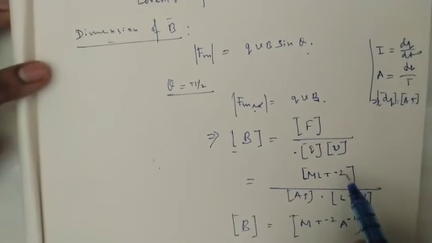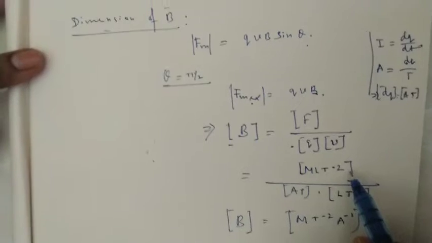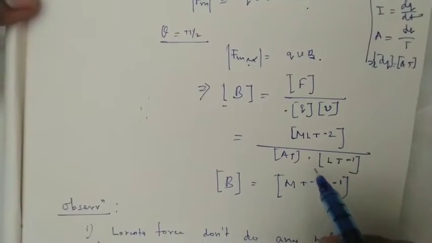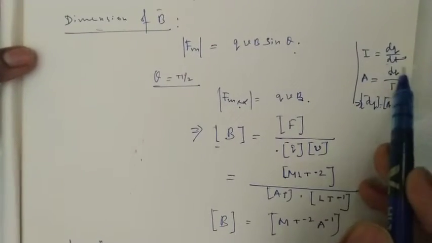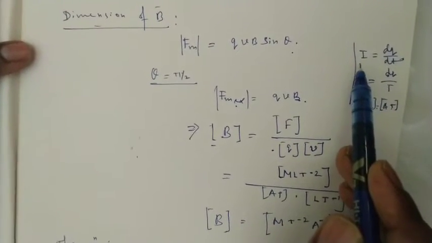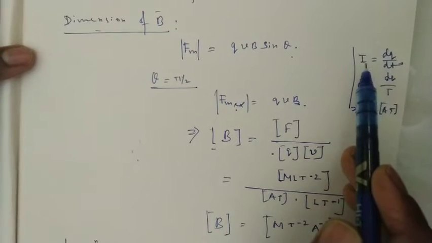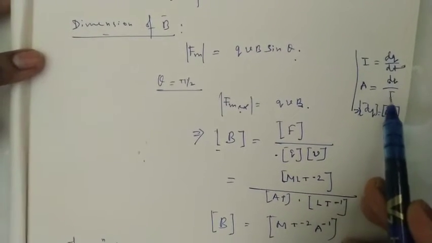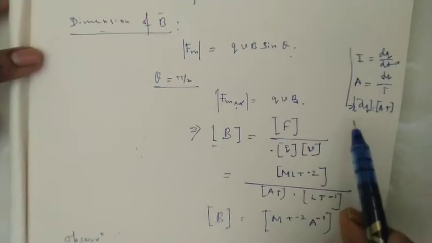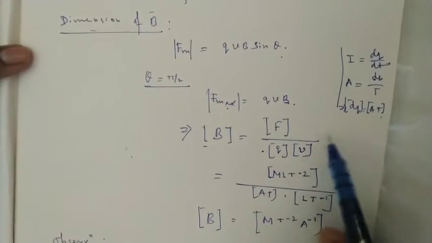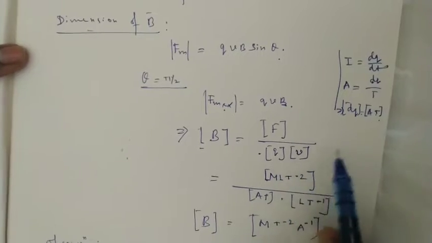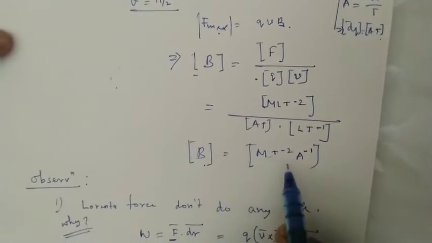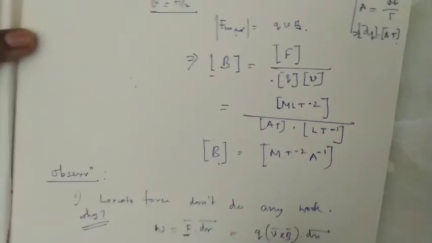All of you know the dimension of force is M L T to the minus 2, and velocity is L T to the minus 1. Whereas for q, we can find the dimension in this way: current is nothing but the flow of charge, that is I equals dq/dt. Here t means time, so q equals nothing but A T. We put the individual dimensions in this expression, and finally we get B equals M T to the power minus 2 A to the power minus 1.